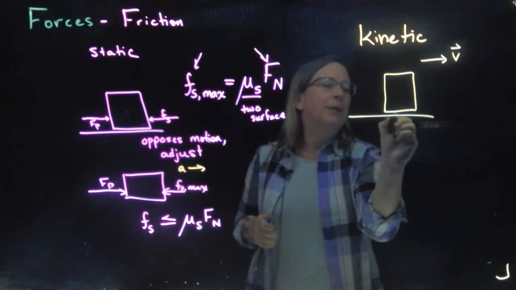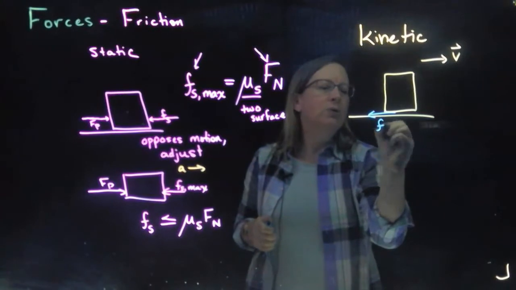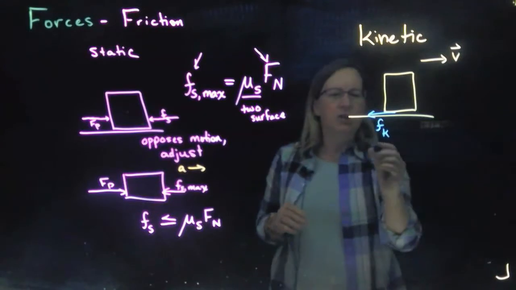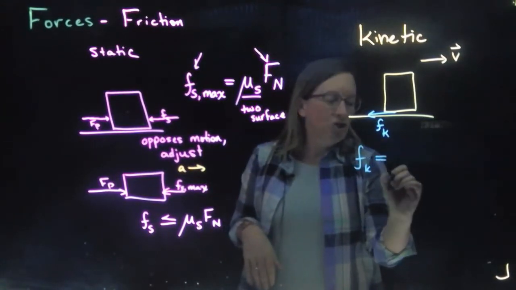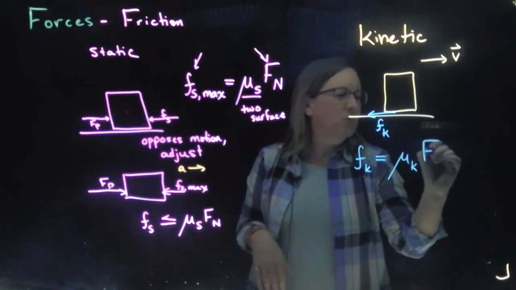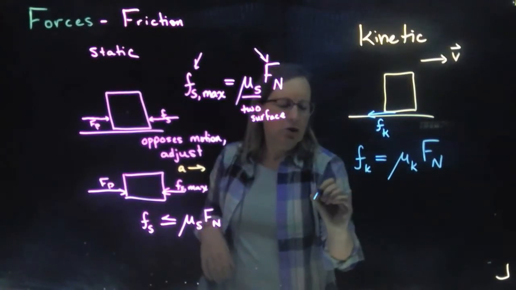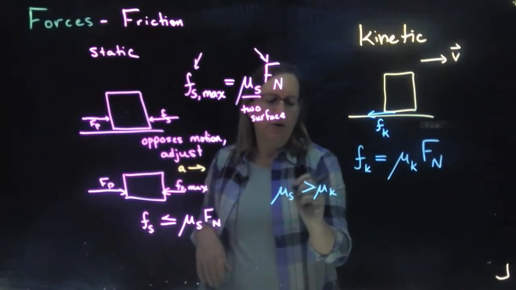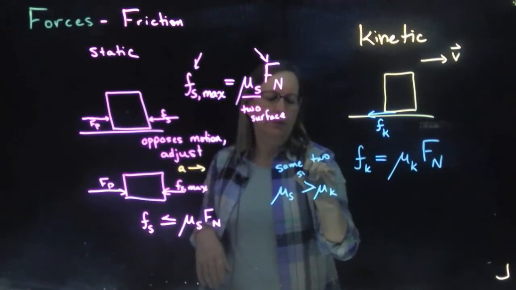So kinetic friction is along the surfaces, and it's opposing the motion, and so we're going to call this F sub k for kinetic friction. And there's no less-than-or-equal kind of thing. It's just equal to the coefficient of kinetic friction times the normal force. And for the same two surfaces, the coefficient of kinetic friction is less than the coefficient of static friction.